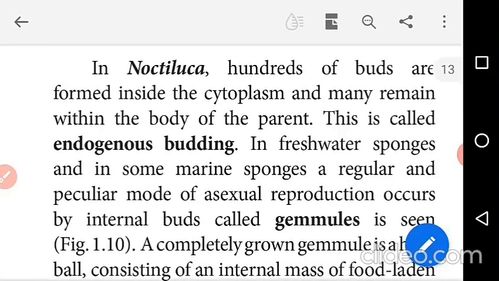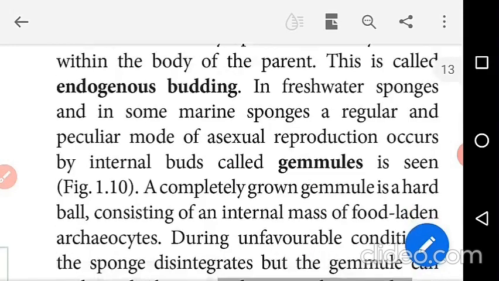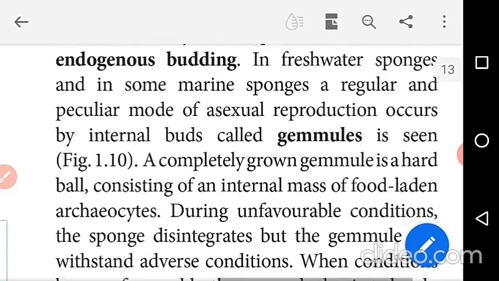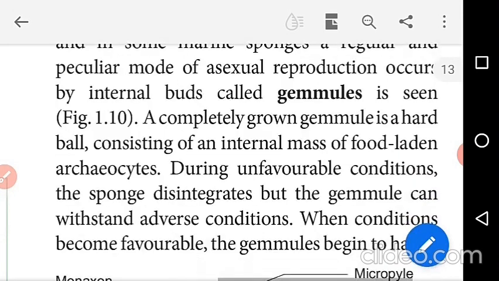In some marine sponges there is a particular, peculiar mode of asexual reproduction, where buds formed inside the body are called gemmules. The gemmules grow completely into hard balls and contain an internal mass of food-laden cells, called archaeocytes.